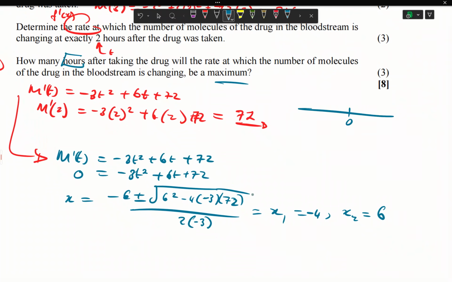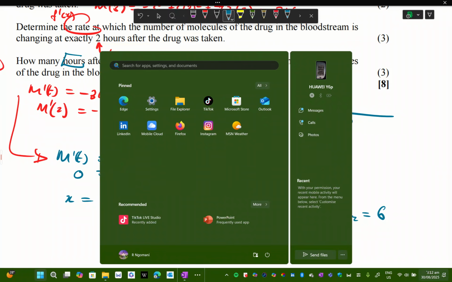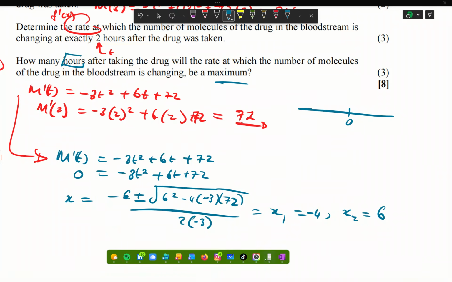So we know this is 0. It has to be 0 at the stationary point.